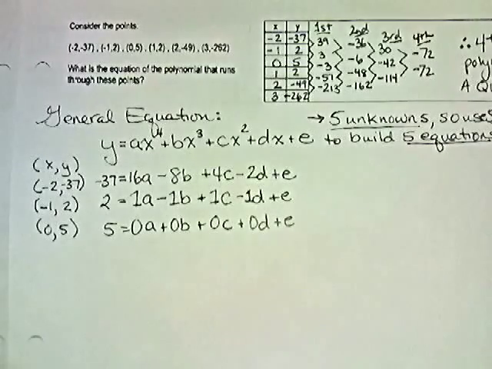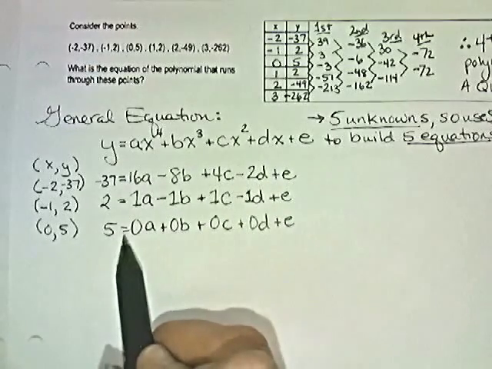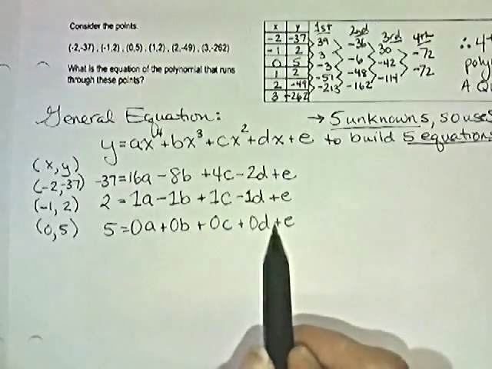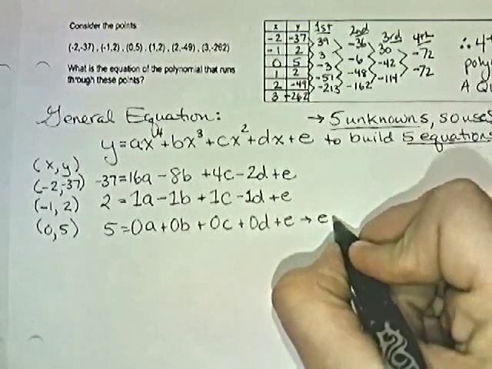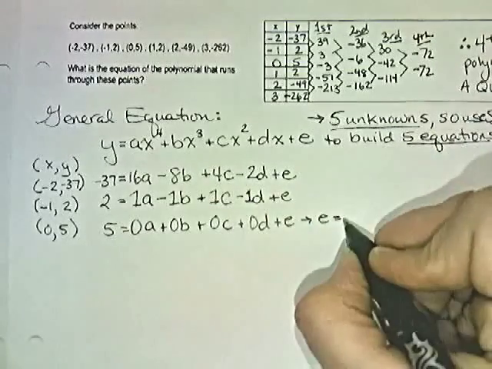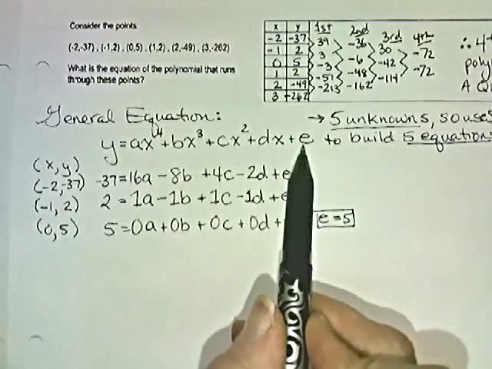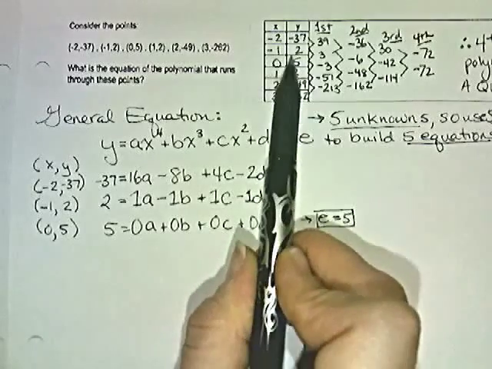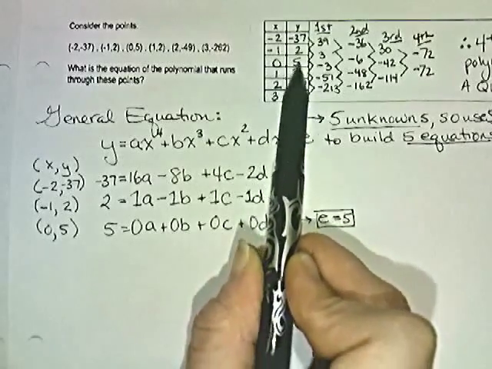Now I'm hoping that you notice here that we actually have one of our mystery values. If I have 5 is equal to 0 plus 0 plus 0 plus 0 plus that E, then I can say, hey, I know one of them now. E is equal to my 5. And so in my mystery equation, I know that it has a y-intercept of 5. Right here, there it is. If I go over 0, I'm up 5. And so my last final value is right there.